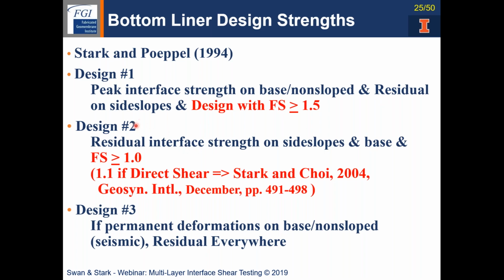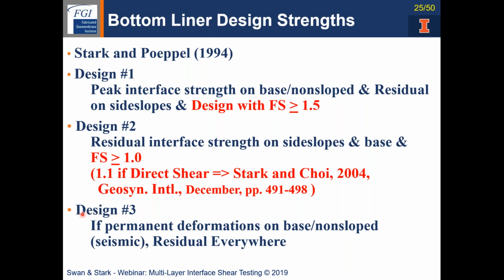The second design scenario is we apply the residual or large displacement interface strength on both the side slope and the base, and make sure the factor of safety is greater than 1. And the idea there is if everything goes to residual or large displacement, we still have some factor of safety and we're not dealing with a slope failure. If you use direct shear, and Rob's been primarily discussing direct shear, generally the factor of safety should be 10% higher because you are really at a large displacement and not a residual strength. The inverse analysis of the case histories indicated residual is really a better indication.